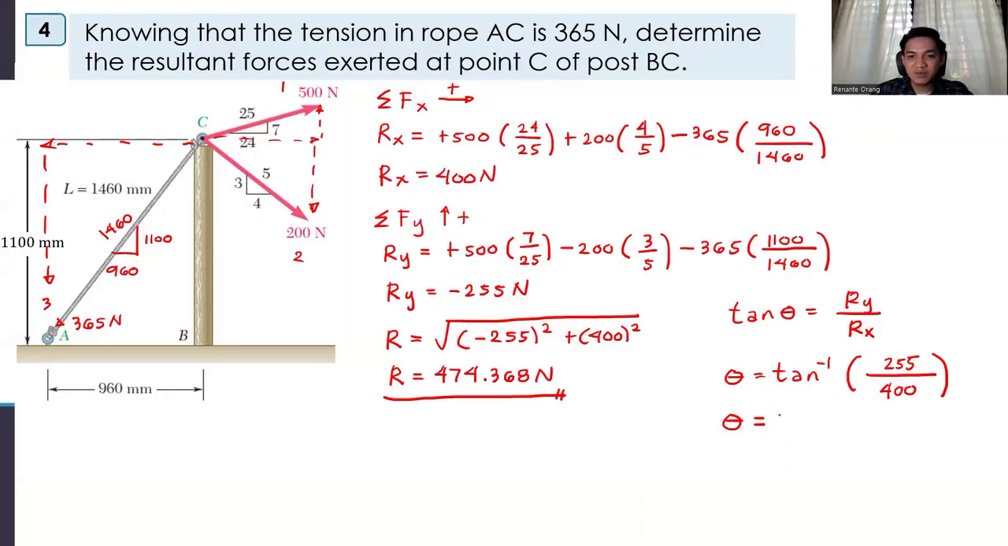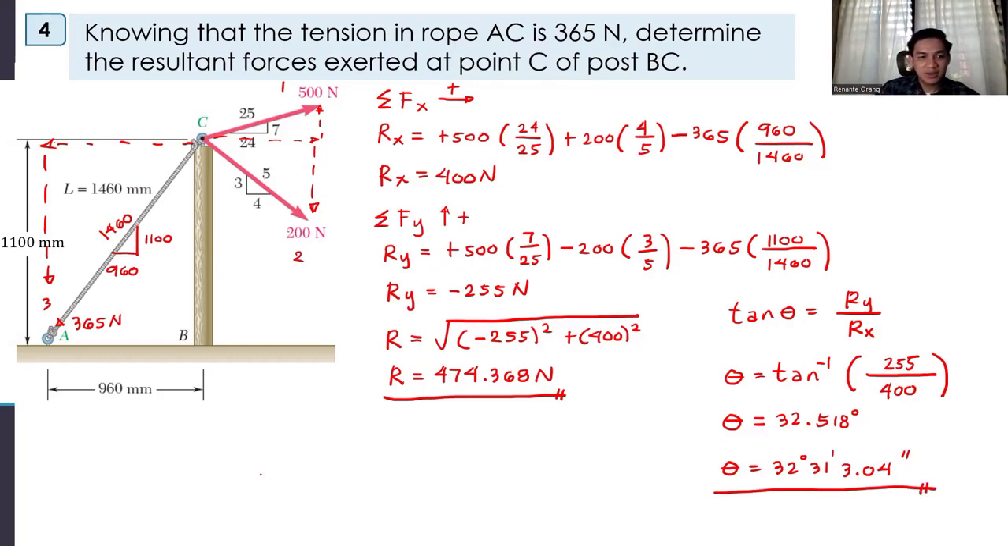So angle theta is equivalent to 32.518 degrees. Or pwede din siyang 32 degrees, 31 minutes, and 3.04 seconds. This is our final answer. So, quick sketch lang po tayo kung saan yung location ng ating reaction. That is, Rx is positive, Ry is negative, so nasa fourth quadrant po tayo. This is our R, and this will be our angle theta.